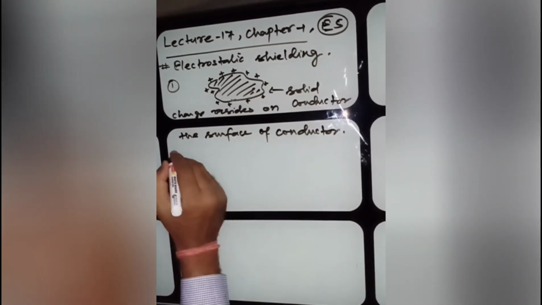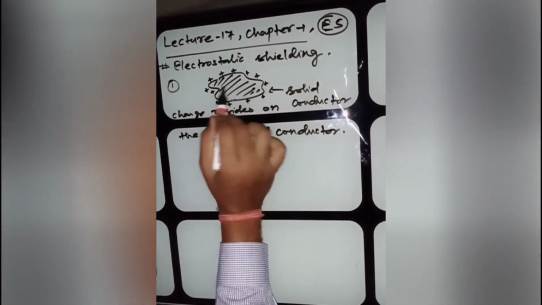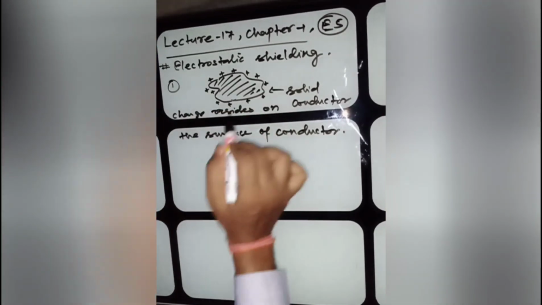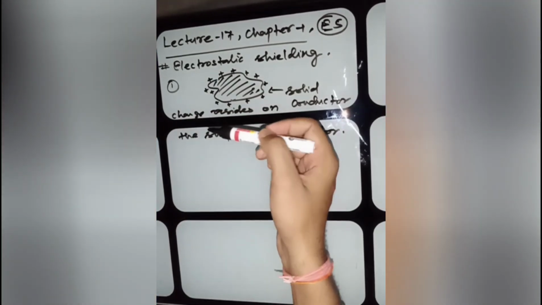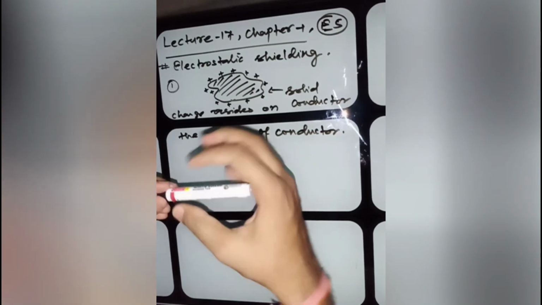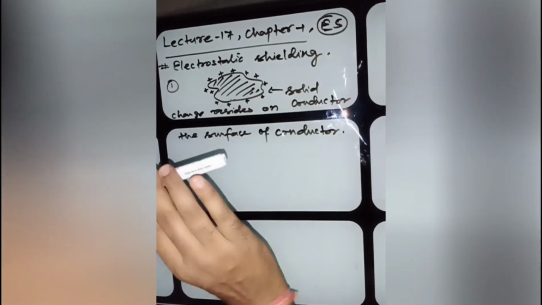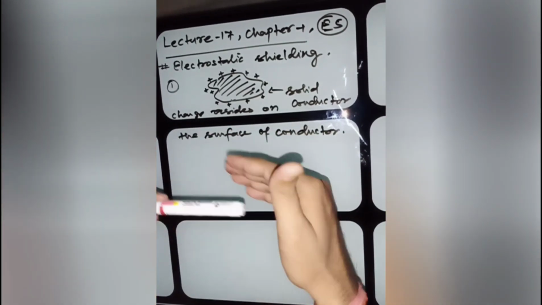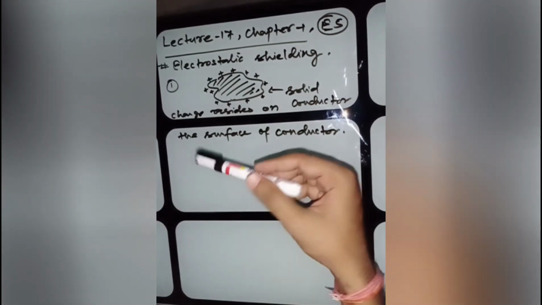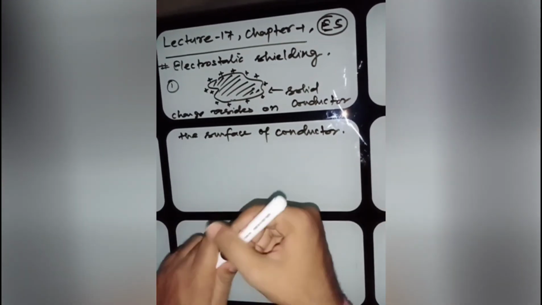Okay, and the second point. So the first point, remember, for a solid conductor, charge always resides on the surface. If this is the conductor and electricity is flowing through it, the charge always resides over the conductor, students.